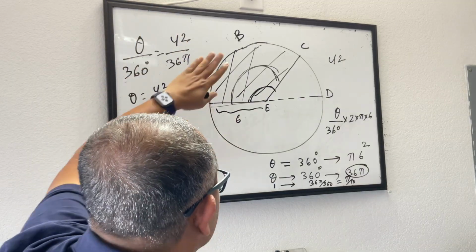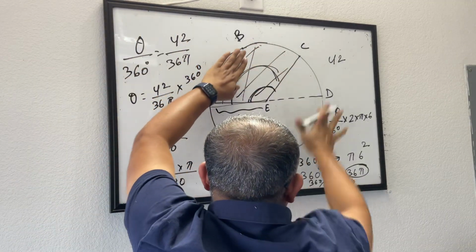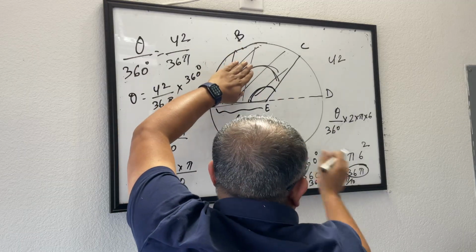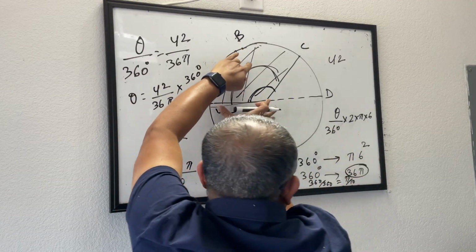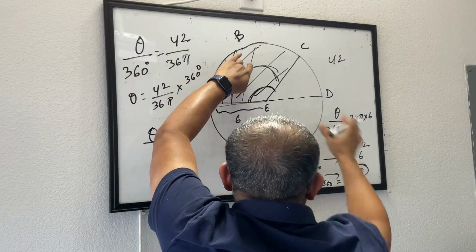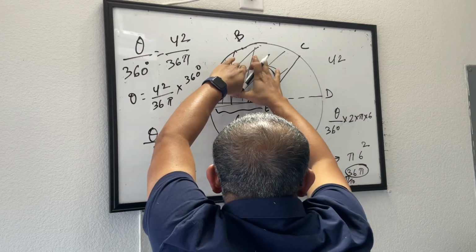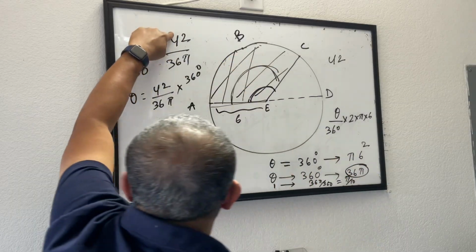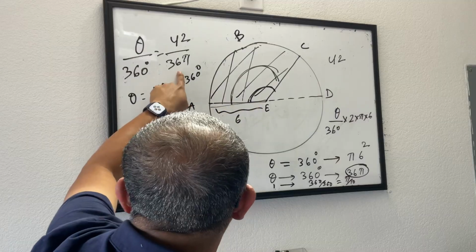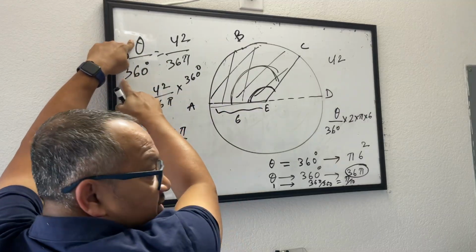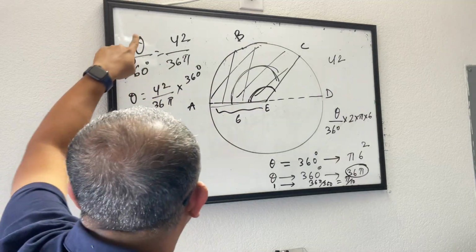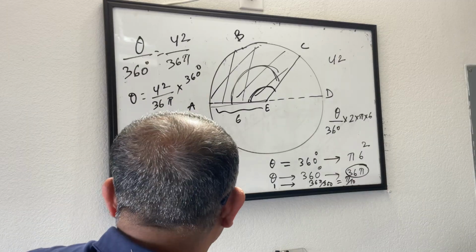What did I do? I said, okay, this is the area given, 42. The total area we found out is pi r squared, and r is given, so 36 pi. The total area is 36 pi and this area is given as 42. So 42 over 36 pi is equal to theta over 360. From that we got theta equals this value.